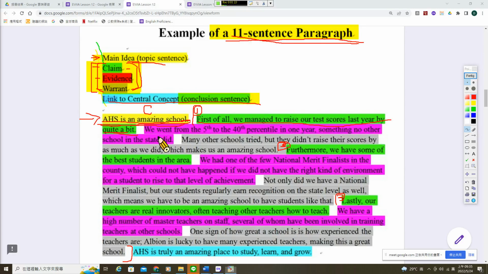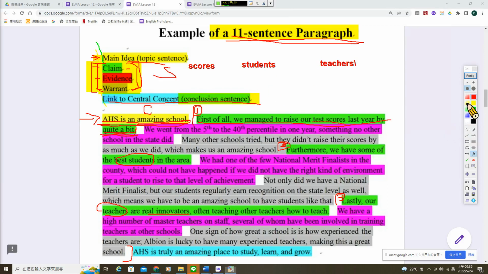The first one is they got a significant increase in their test scores. The second one, they have some of the best students. Not only the students, but also the teachers are real innovators. So you see, the first one is about schools, right? So we have 3 reasons. Claim number 1 is about schools, great, advanced. Number 2 is about students. And number 3 claim is about teachers. Okay, that sounds great, right?